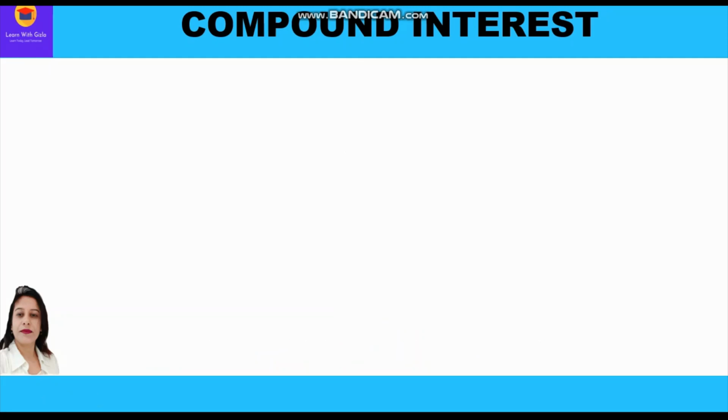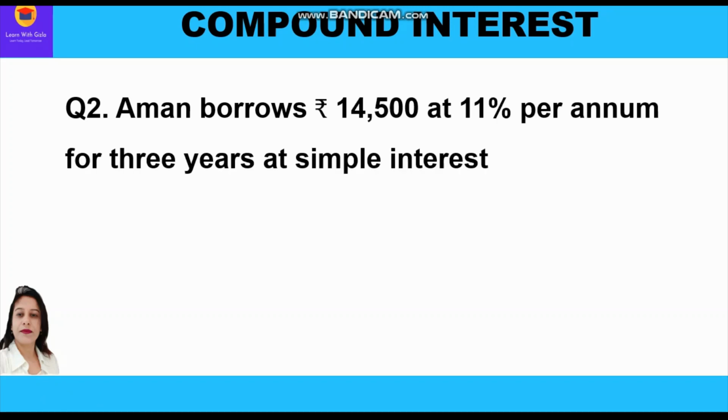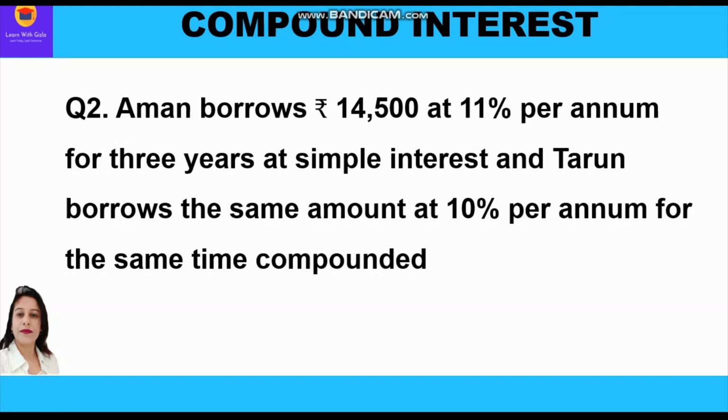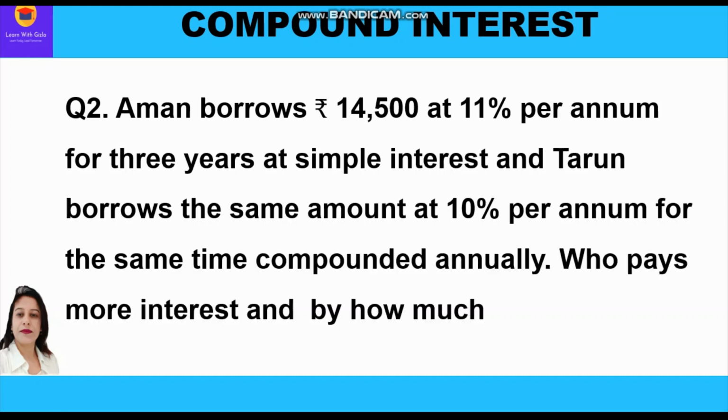Now let us take up the second question. Aman borrows rupees 14,500 at 11% per annum for 3 years at simple interest, and Tarun borrows the same amount at 10% per annum for the same time compounded annually. Who pays more interest and by how much? Now this is the question. Let us first study this.